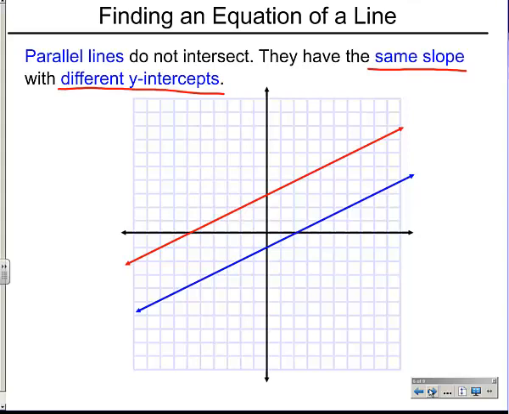They have the same rise and run, so they have up 1 over 2, up 1 over 2, same slope as each other, and their y-intercepts are at different locations. If they were in the same slope and the same location, they would be the same line.